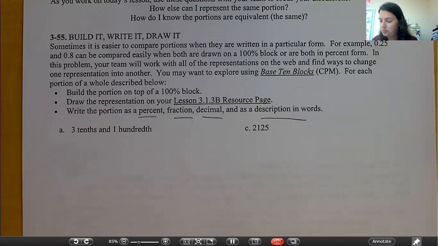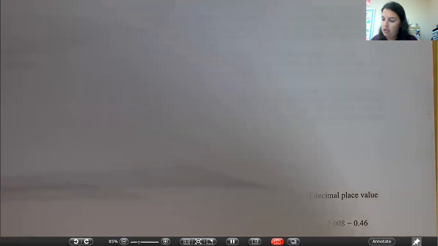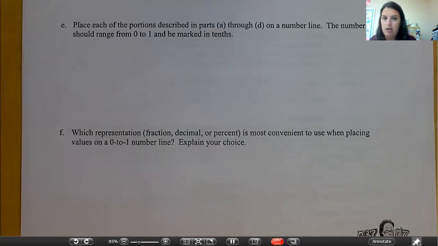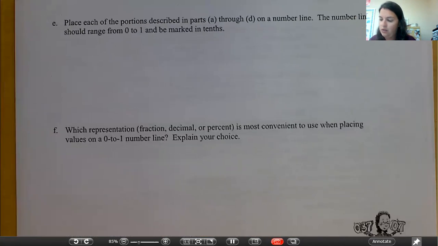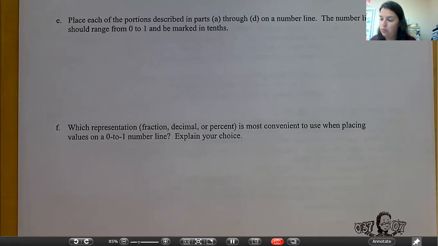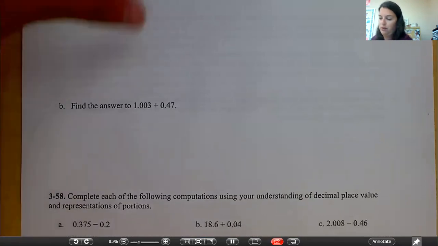You have parts A, B, C, and D to do here. When you're done with parts A, B, C, and D, you are then going to answer parts E and F. Okay, in part E you're putting them on a number line marked as tenths, and F asks what representation, fraction, decimal, or percent is most convenient to use when placing values on a 0 to 1 number line. Explain your choice.